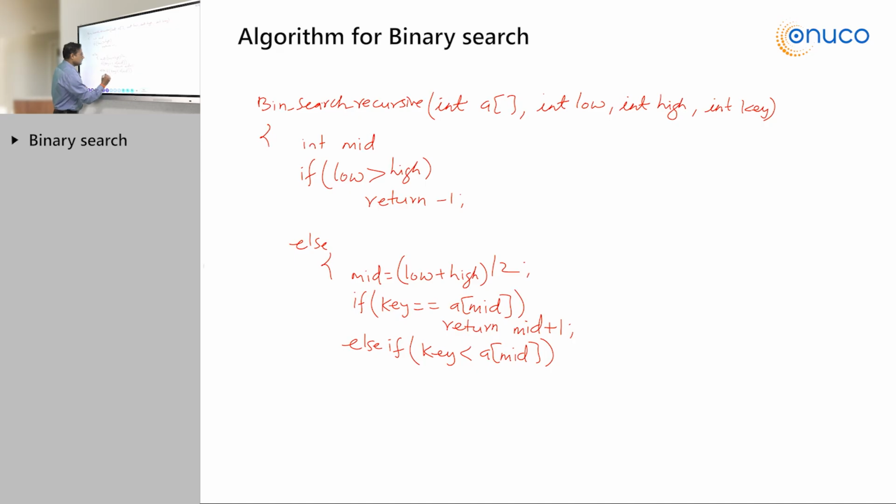In that case, a function calling itself is called a recursive function. So we are writing return. What is the name of the function, friend? Binary search recursive. And what are the parameters we have? A is the array, low index. Key is lesser than a of mid. What did I say? Low will remain low. So it is a low only.